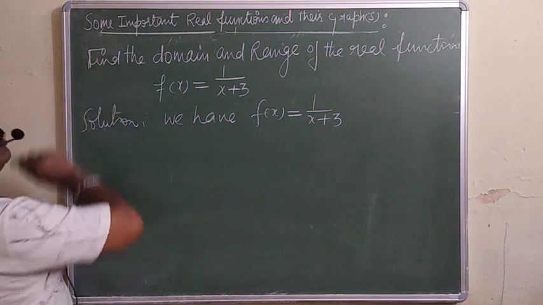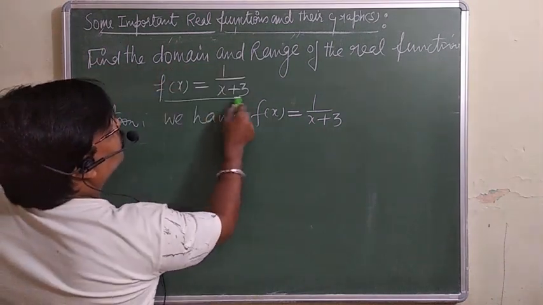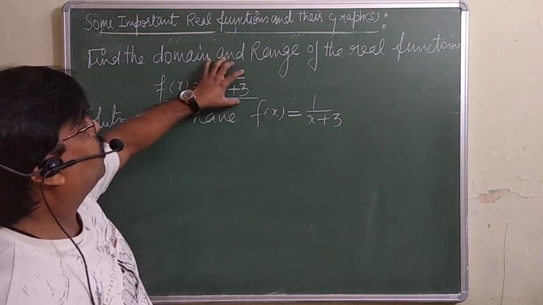Okay, now look at this question. Now the question is: find the domain and range of this function f(x) = 1 over x plus 3. How can you find the domain and range?